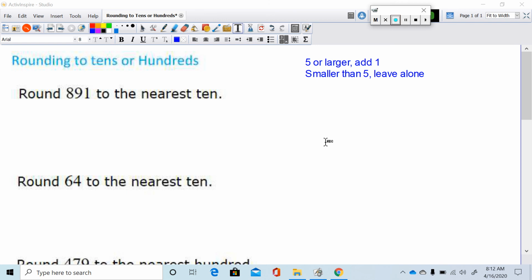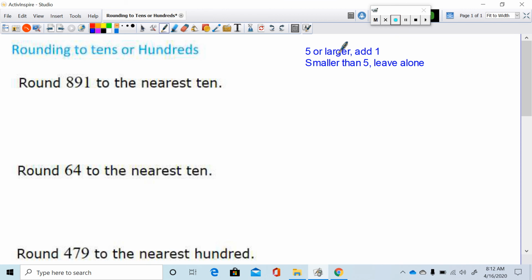Okay, rounding to tens or hundreds. Whenever you're rounding, you want to remember one basic rule, and I'll tell you how to tell which number you're looking at in a moment. If it's 5 or larger, you add one. Smaller than 5, leave alone. That's the basic rule that you have to remember for rounding.